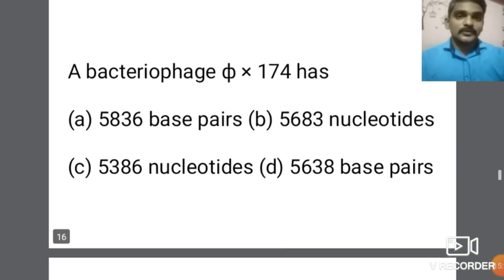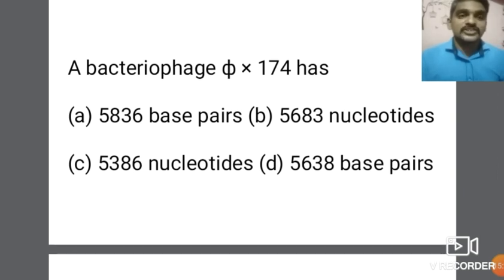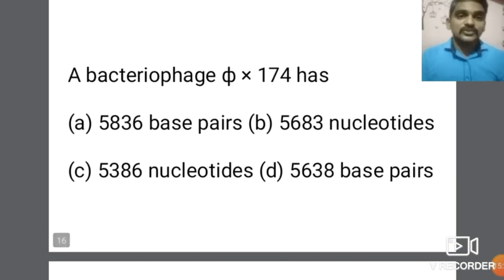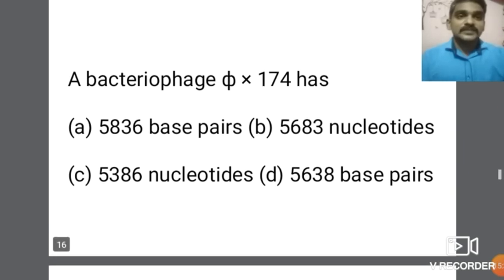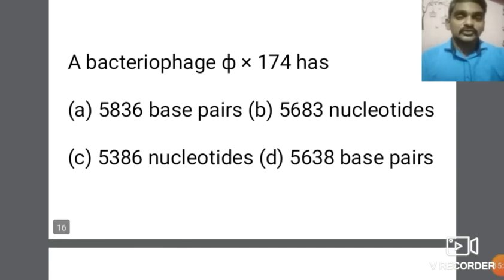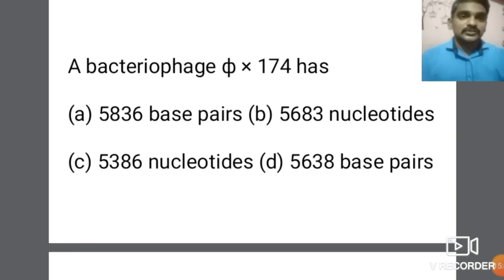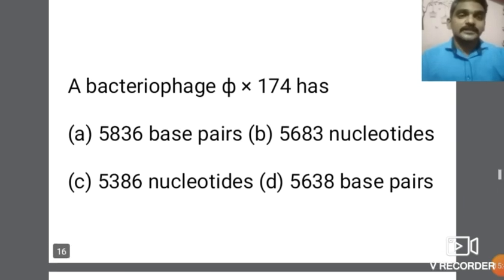So the answer will be what? This bacteriophage phi X 174, the genetic material will be, as I said in the previous question, single stranded DNA. So in case of single stranded DNA, we will not be getting base pairs. So A and D will not be the right answer. So it may be either B or C.